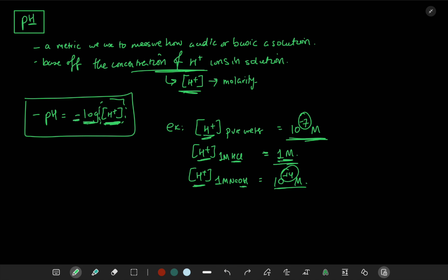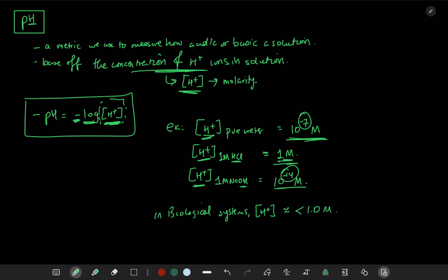Okay. So now let's talk about why it is negative. Why is it the negative log, right? Well, the reason it's the negative log is because the hydrogen ion concentration in most biological systems is less than 1 molar, right? So in biological systems, the hydrogen ion concentration, for the most part, not 100% always, but for the most part, is less than 1.0 molar, right?